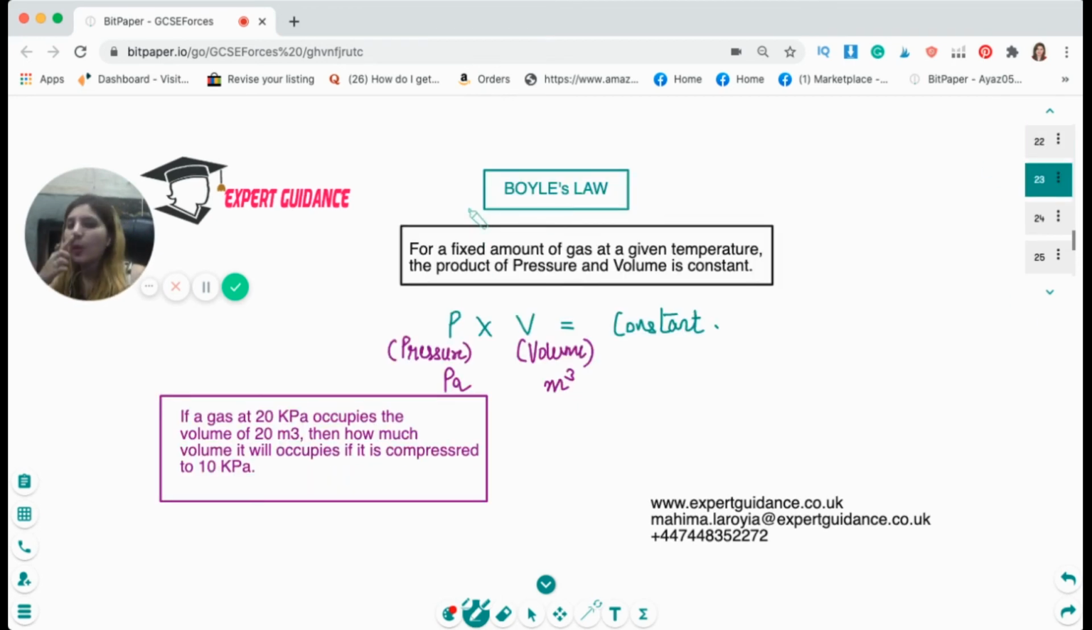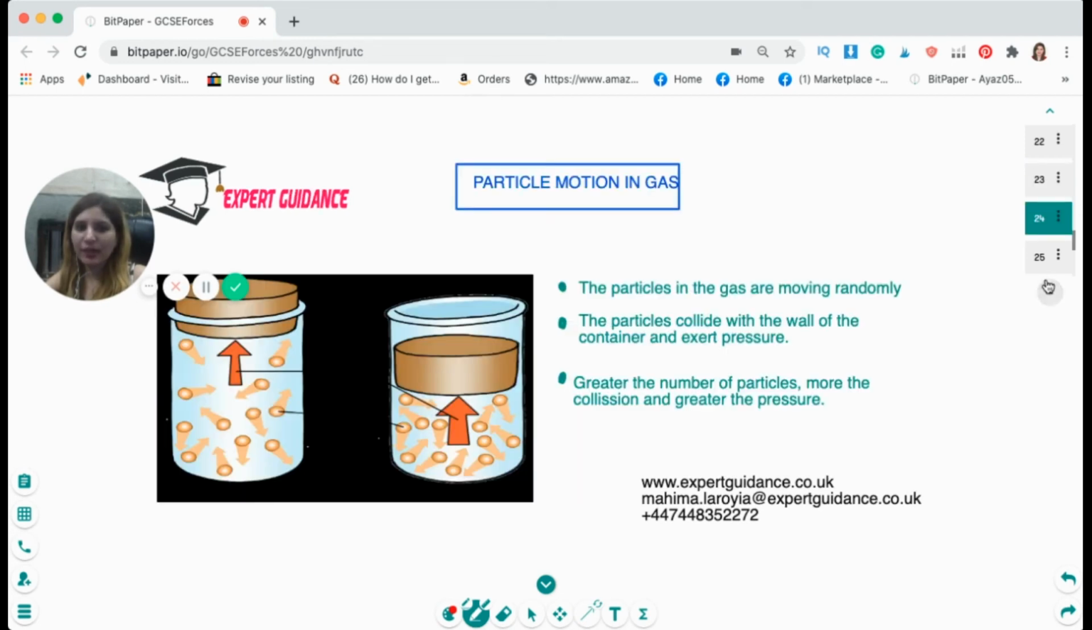So there is a law which relates the pressure and the volume. You have to remember the statement of Boyle's law. For a fixed amount of gas at a given temperature, the product of pressure and volume is constant. So P times V is constant. Okay, so we can have this question: if a gas at 20 kilopascals occupies a volume of 20 cubic meters, how much volume will it occupy if it is compressed to 10 kilopascals?